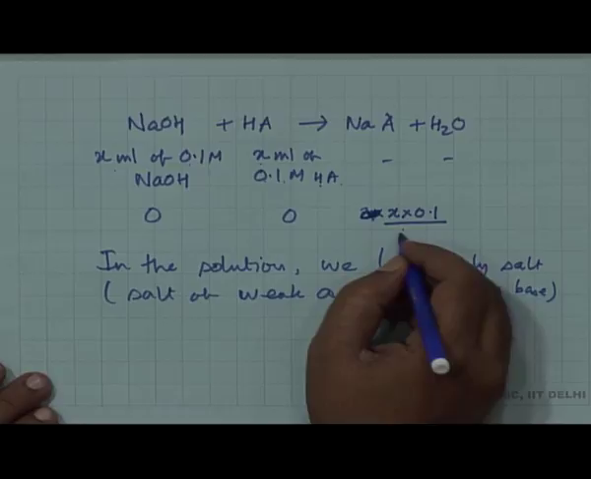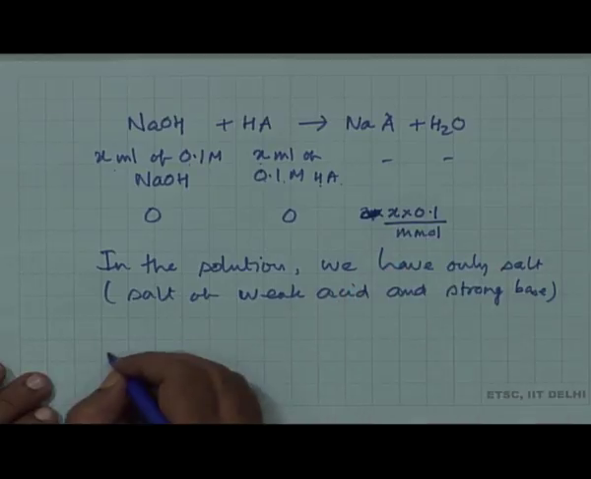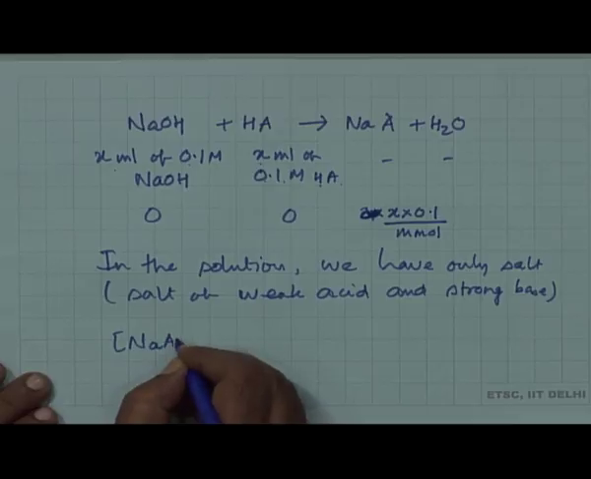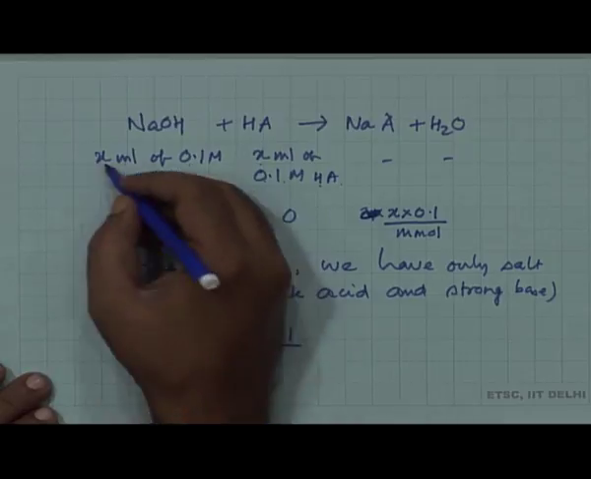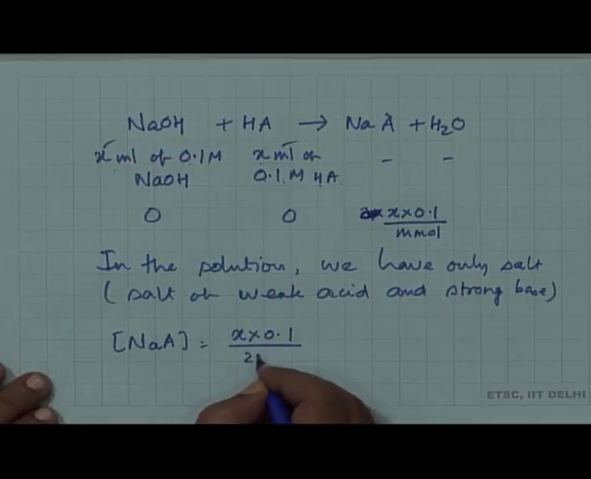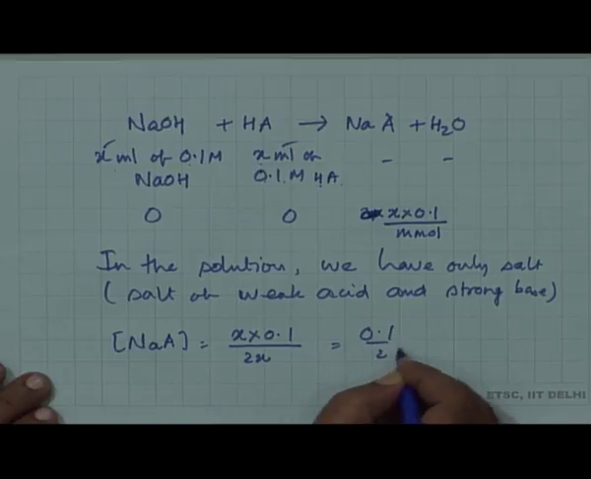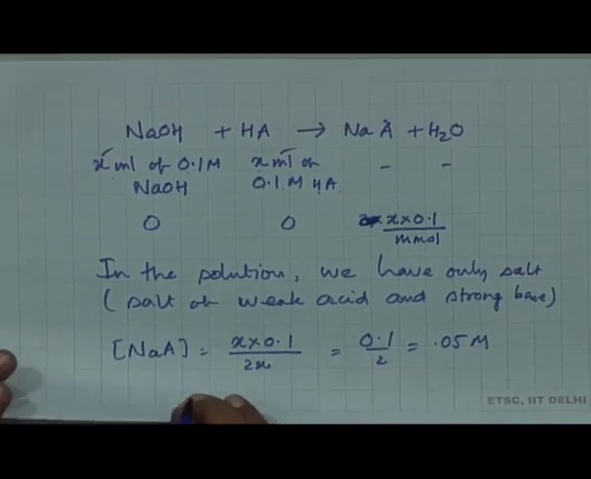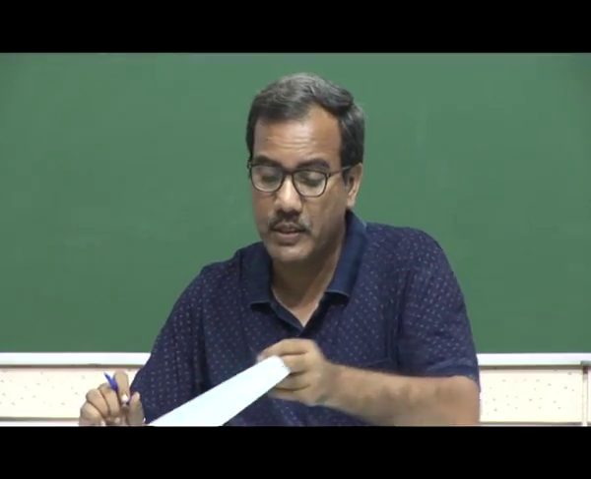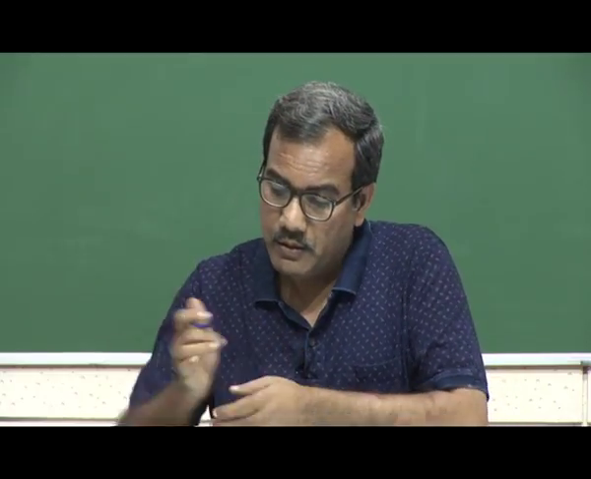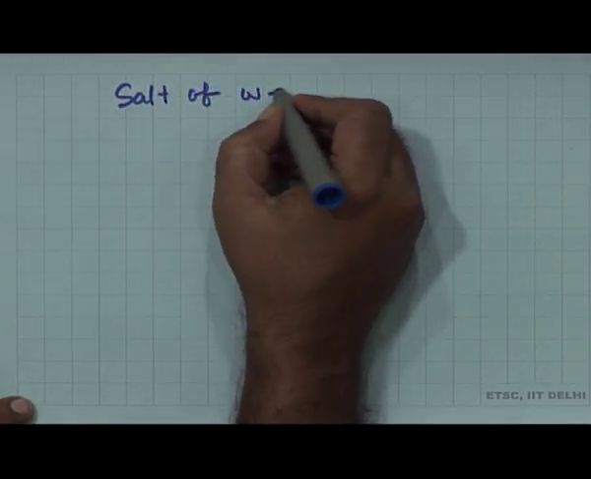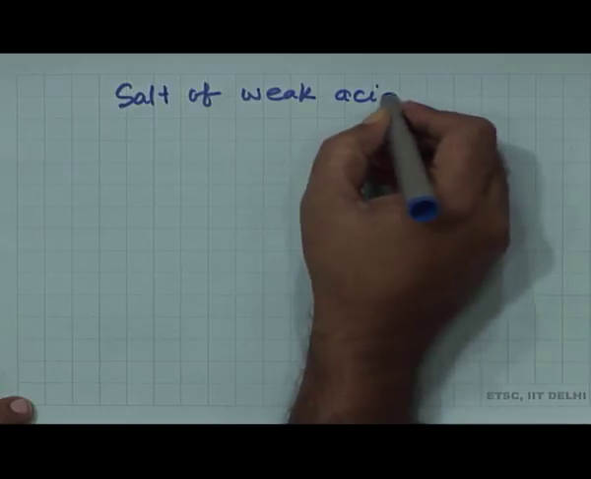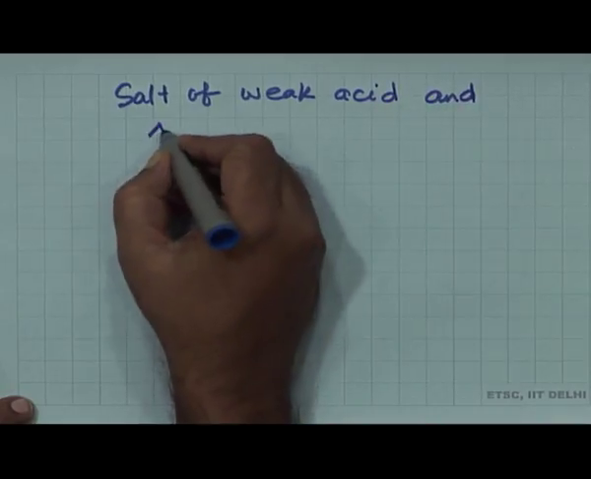This is millimole of NaA, but what will be the concentration of NaA? This will be this millimole divided by total volume. Total volume is x plus x, 2x. So, 0.1 divided by 2 is 0.05 molar of sodium salt. Once we know the concentration of this, we have a salt of a weak acid and a strong base.